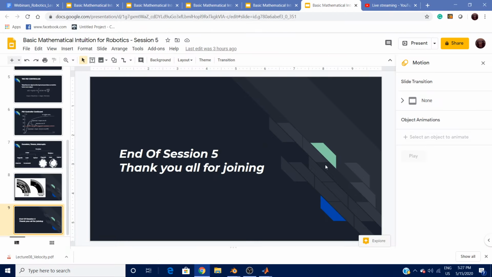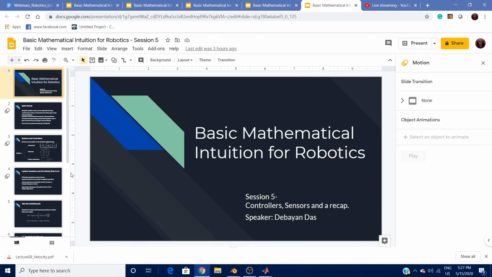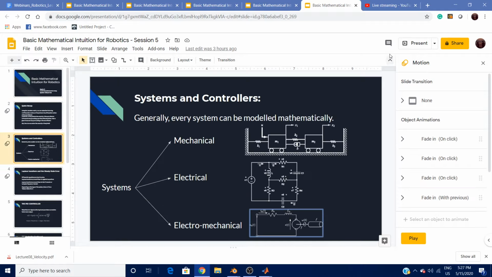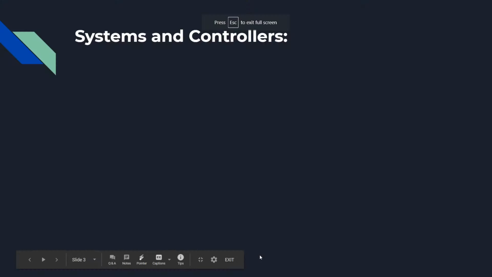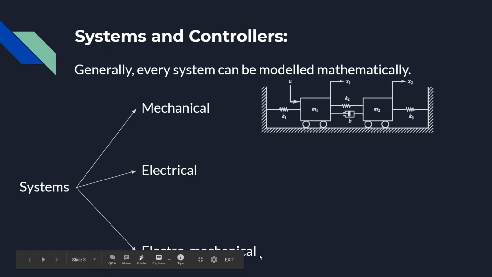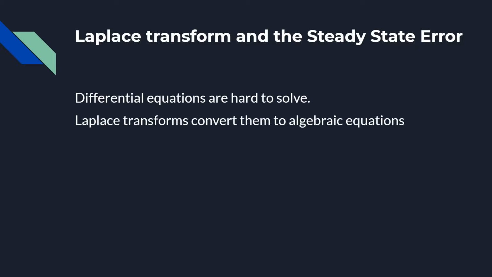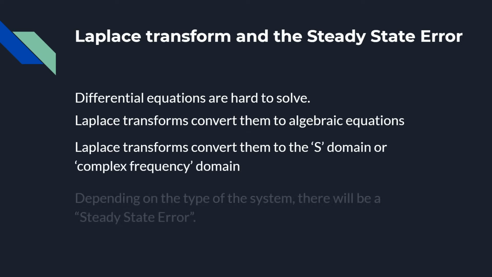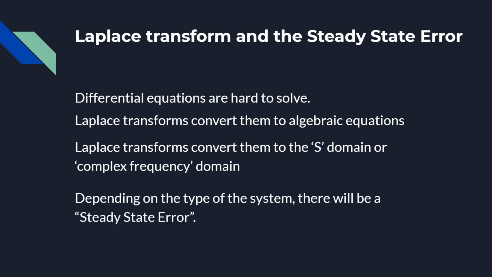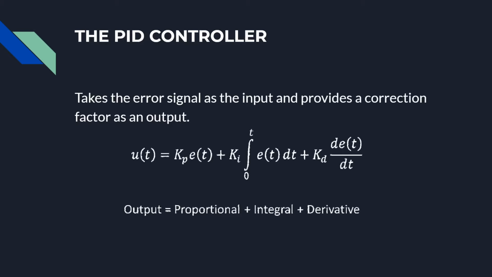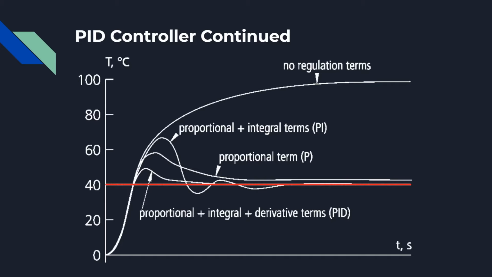Then we started our final session, today's session, and that was systems and controllers, where we saw that we could model everything as a system, which could be mechanical, electrical, or electromechanical in case of robots. And we found out that they're generally modeled as Laplace transforms, because that makes differential equations into algebraic equations and easier to solve. These particular systems would have a steady state error, and that steady state error is removed using the PID controller, where each of them do a different thing, and we eventually get zero error.